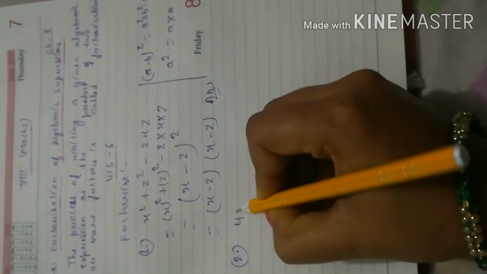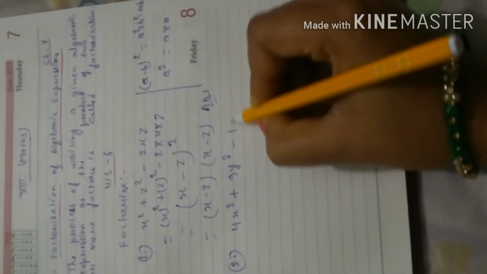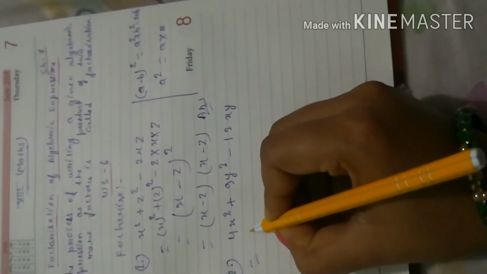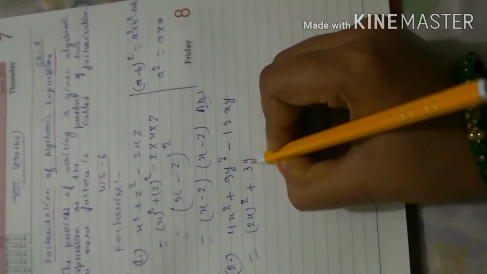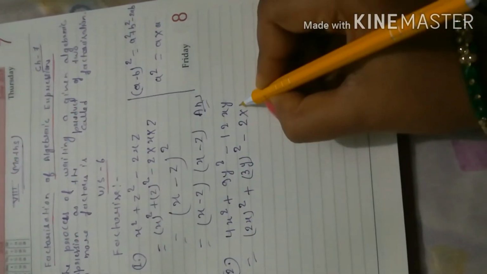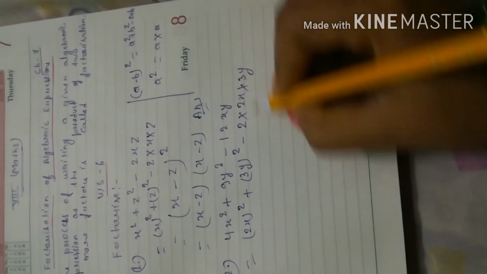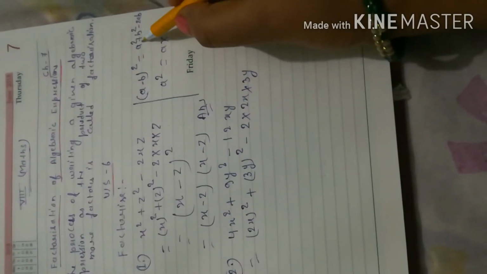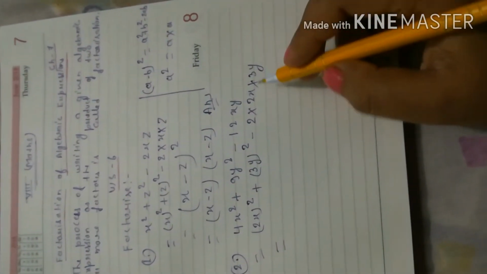Our next question is 4x square plus 9y square minus 12xy. See, we can write 4x square in the form of (2x) whole square, 9y square means (3y) whole square, minus 2ab. At the place of a here given 2x, at the place of b here given 3y. See, this identity also here: (a minus b) whole square equal to a square plus b square minus 2ab. You have to write the identities in all questions.